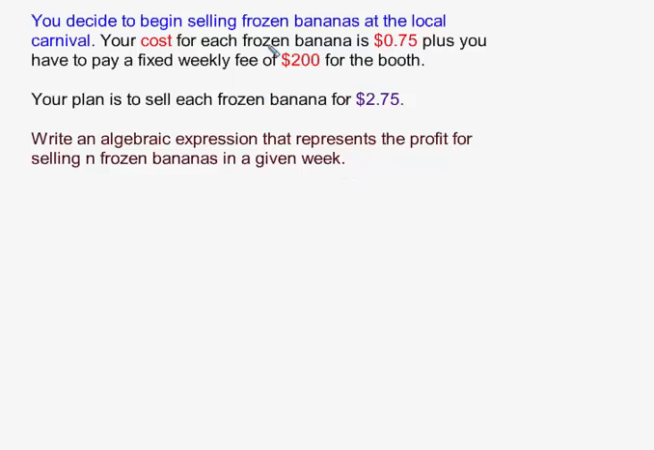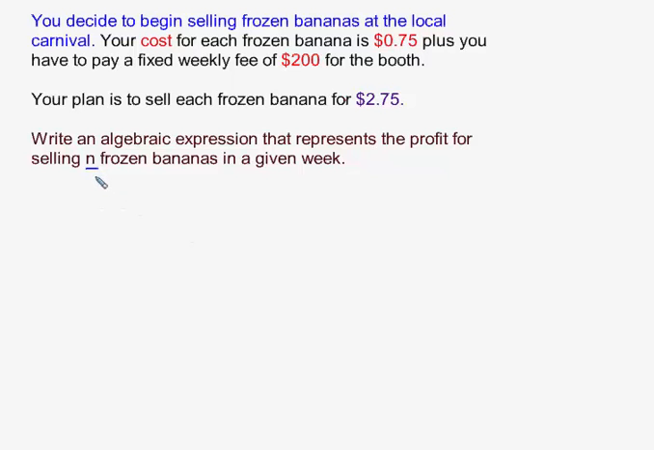In this problem, you decide to begin selling frozen bananas at the local carnival. They give us the information in the story for what it costs to run your little business, and we're also given how much we plan to sell our frozen bananas for. Our job is to write an algebraic expression that gives the profit for selling n frozen bananas in a given week. So they are telling me that the input variable that I am to use is the letter n, and n is the number of bananas that I sell.